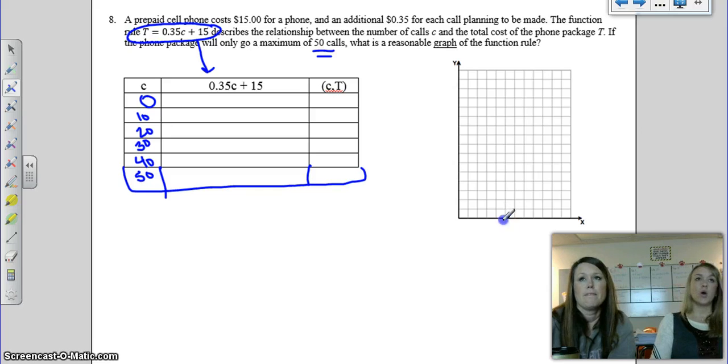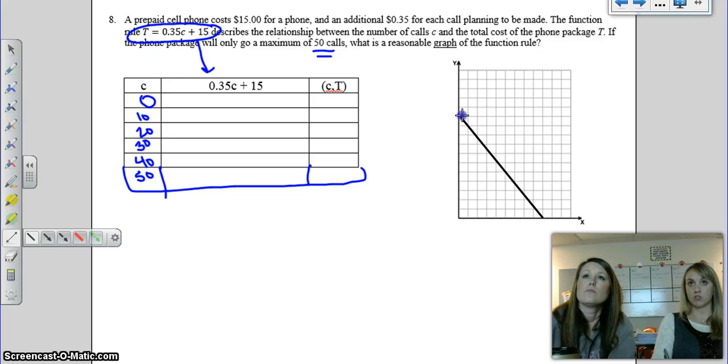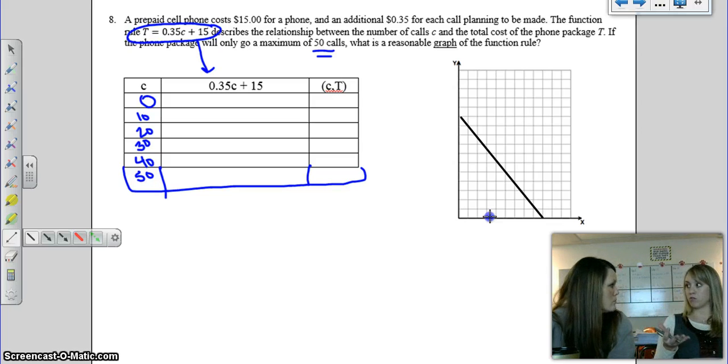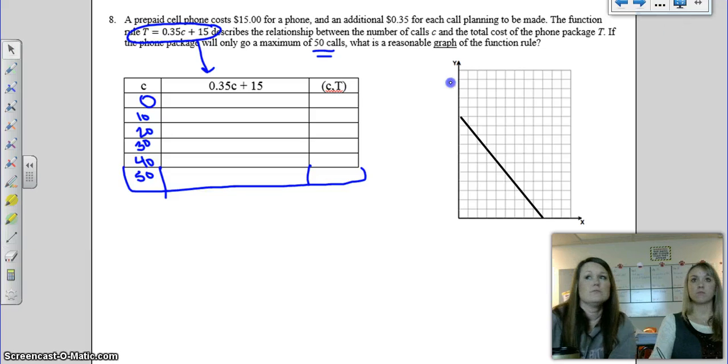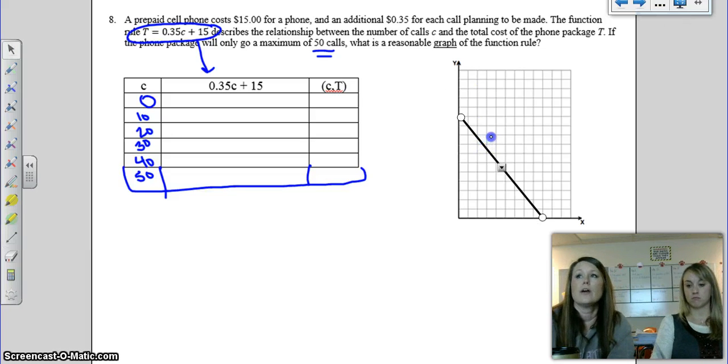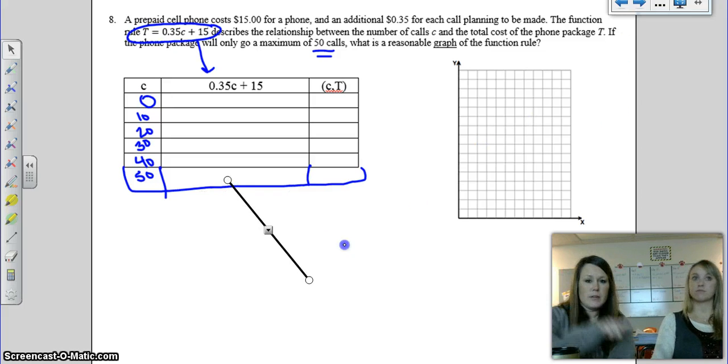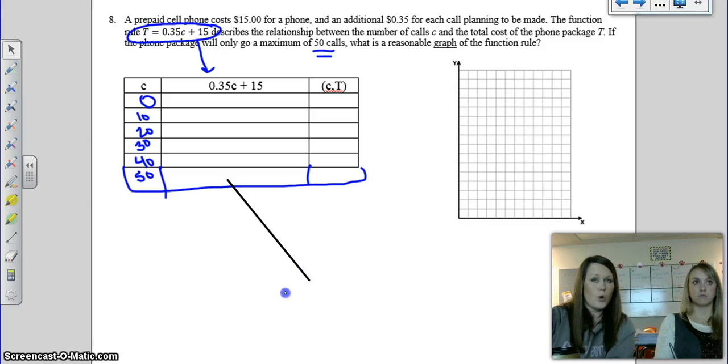When you go to graph this, guys, we're not graphing this now. You should have this graphed. You only connect the two dots. You should have a dot here and a dot here. There's no arrows here because you can't go beyond what's shown. It's going to be an increasing amount, but you're not going to have arrows on the end because you cannot go more than 50 calls.